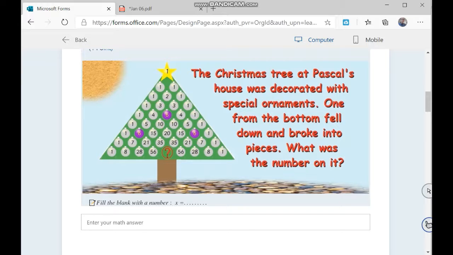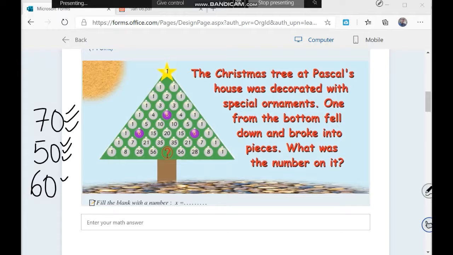Right now, let's answer. Christmas is over, but this Mr. Pascal still has the house decorated. But the ornament right at the bottom of the tree is missing. Can you figure out what the number is? Can you make sense of this sequence? What do you think? Let's check the right answer now.